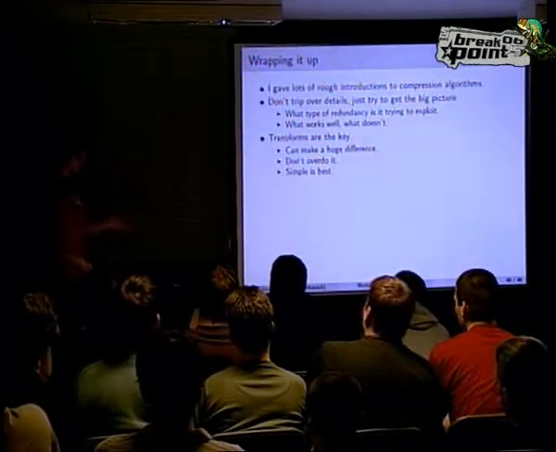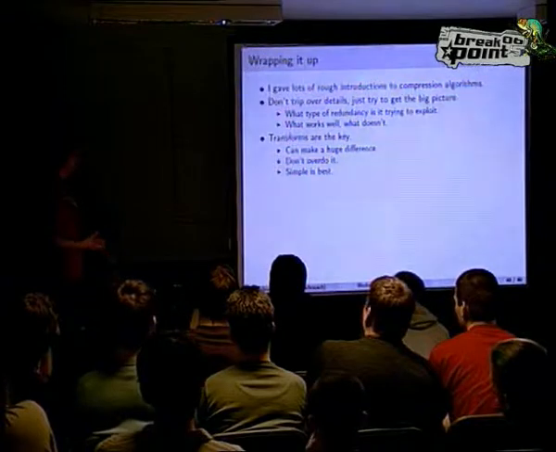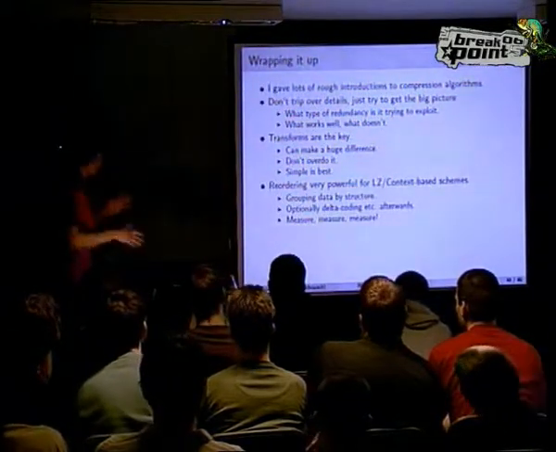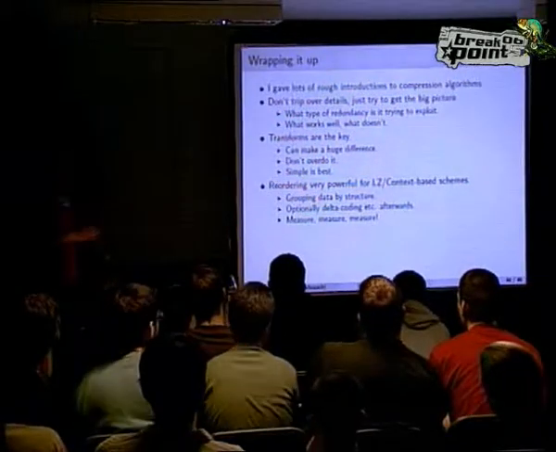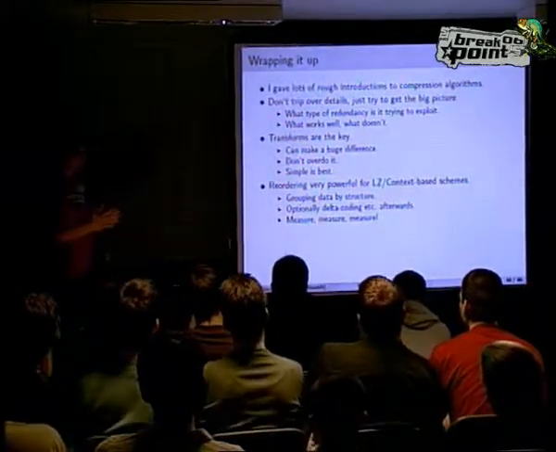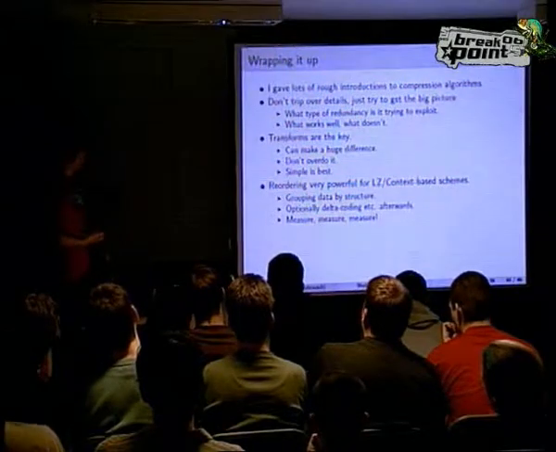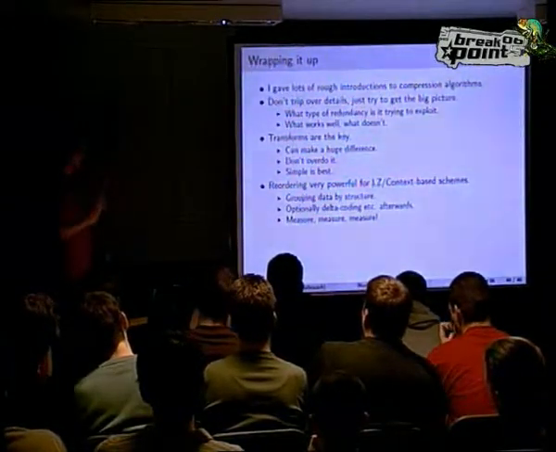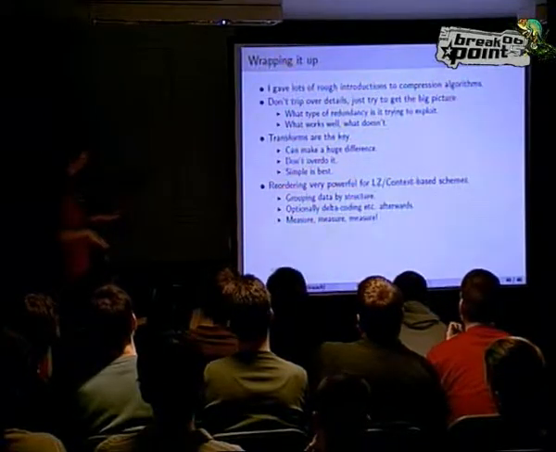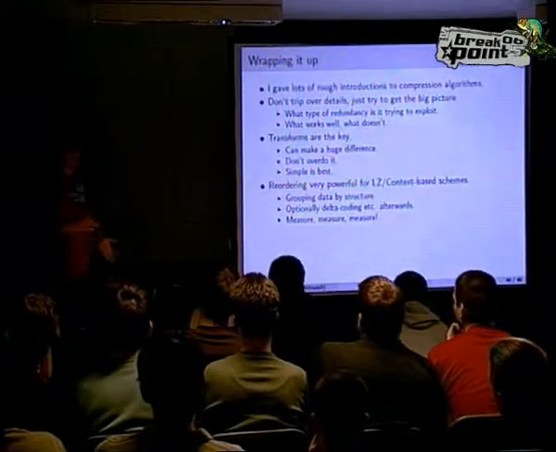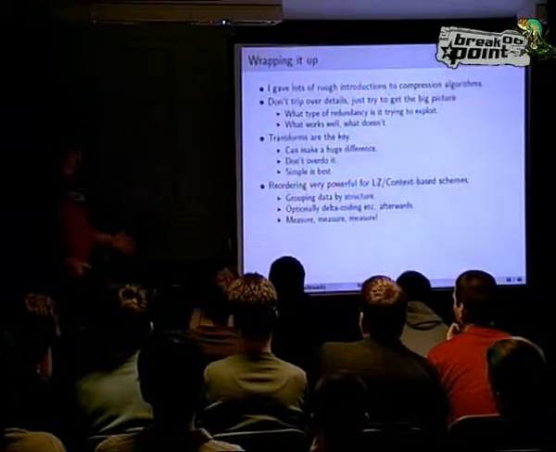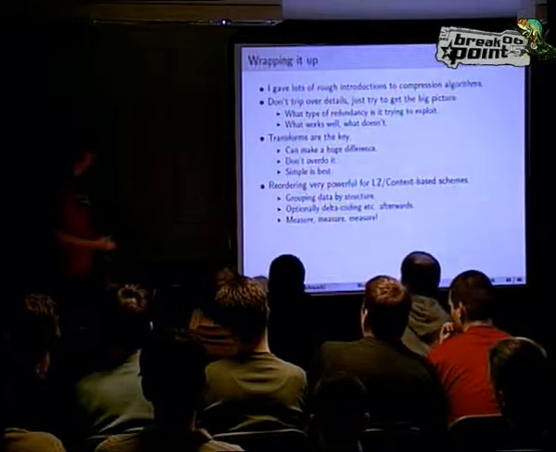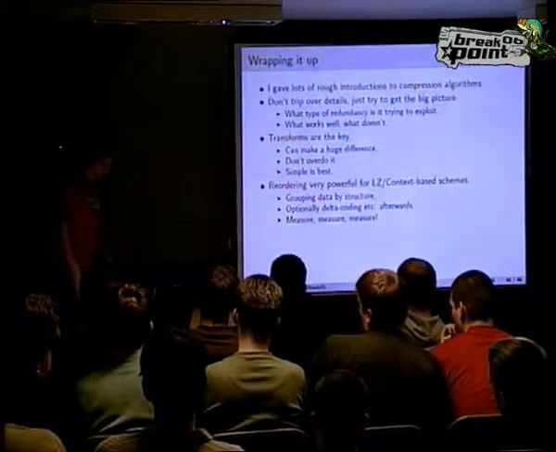You don't have to overdo it. Simple transforms are usually best, and it's very easy to do usually. Reordering in LZ and context-based schemes is very powerful and again usually simple to do. The key to that is grouping data by structure and optionally doing some very simple scheme like delta coding afterwards. And for all you do, you really have to measure if it gives you a gain or if it's just a waste of code size.